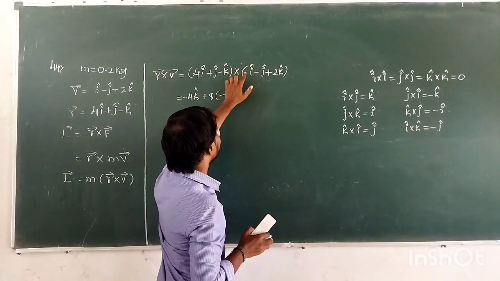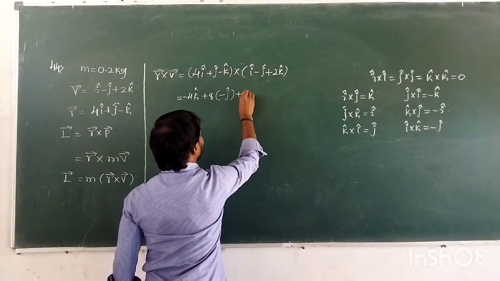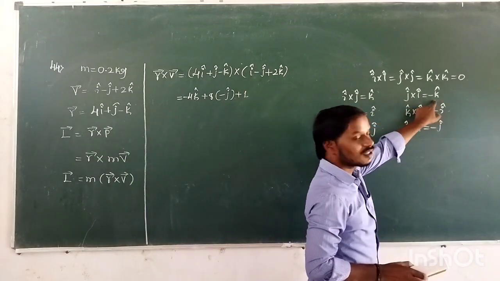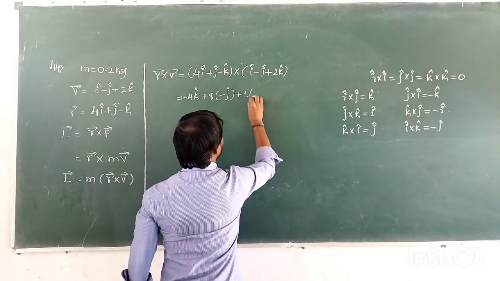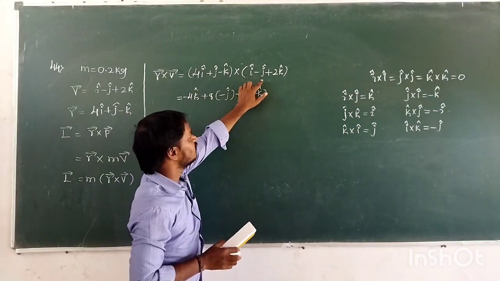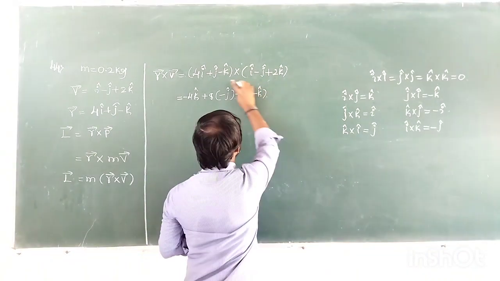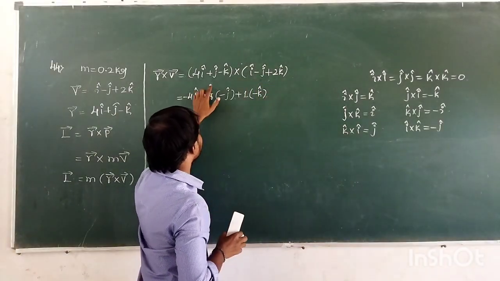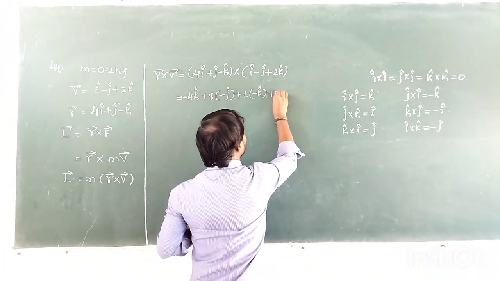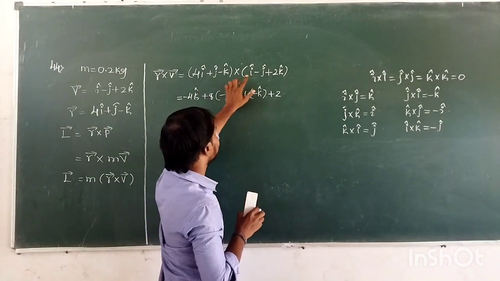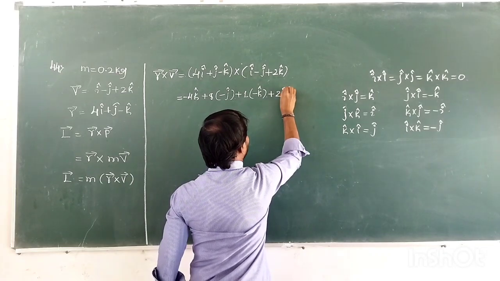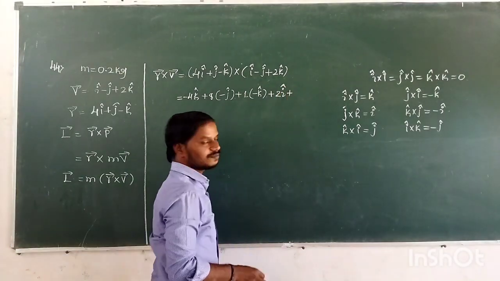Next, the cross product of second term of the first bracket with the second bracket. Then plus 1 into plus 1, that is 1. Plus 1. Then j cross i. What about j cross i? j cross i is minus k. Then it is minus k cap. Next, j cross j, that is 0. Leave that. Next, plus 1 into plus 2, that is 2. Then j cross k. What about j cross k? j cross k is plus i. That is 2i.